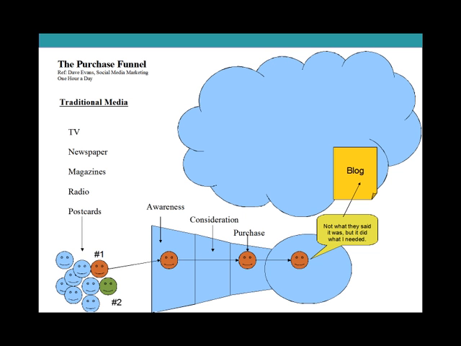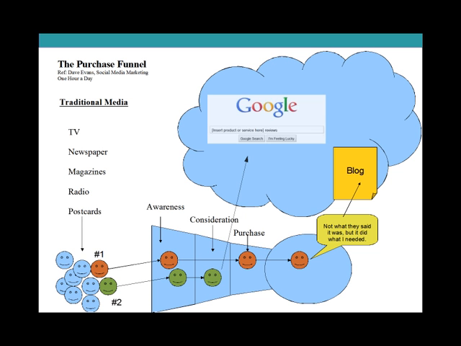So Mr. Green here, represented by number 2, is made aware of the same product, the same traditional media. He goes through awareness, but he pauses in consideration and decides to, because he can, go to Google and check out what people have said. He's going to look for reviews. You've probably done this yourself. We've all been through this purchase funnel many times.